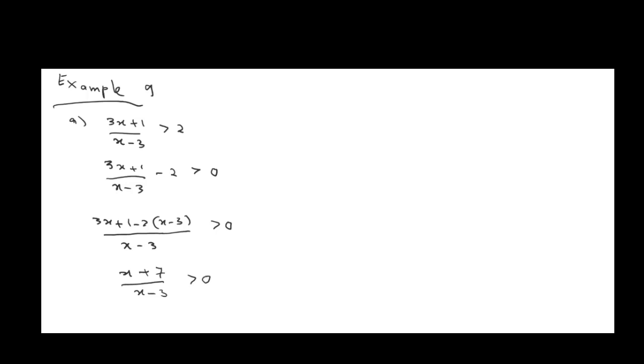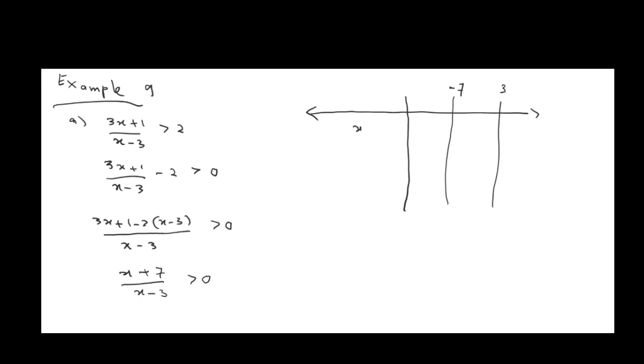Now, for the next step, we are going to use table of sign to solve the inequality. First, we have to draw a number line. And then we are going to find all the zeros in the fraction. For the numerator, the 0 is negative 7. And for the denominator, the 0 is 3. So we have to arrange all the zeros on the number line. So we have negative 7 and 3. And then we have to list down all the expressions in the numerator and the denominator. So, x plus 7, x minus 3.